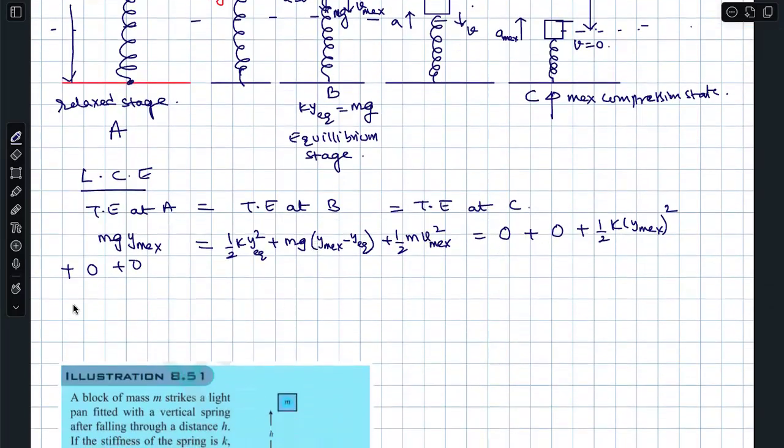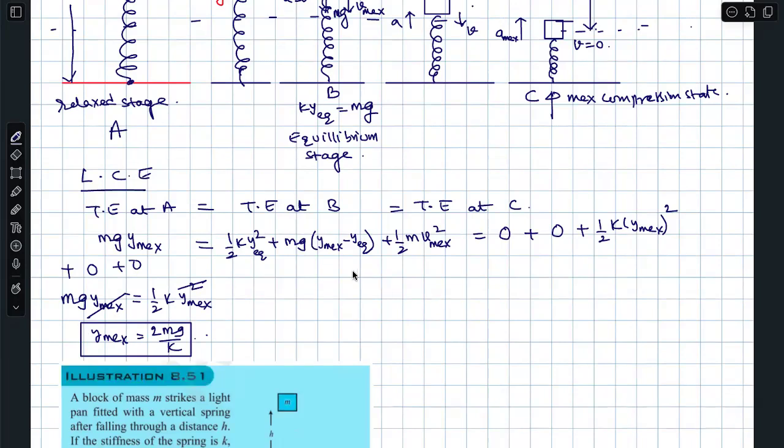Now what you can do is equate extreme conditions first. This is half k y maximum square, equal to mg y max. So therefore, y maximum is 2mg by k. And one more important point: this is nothing but 2 times y equilibrium.